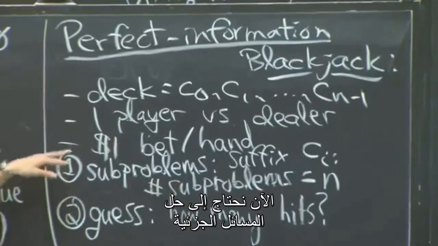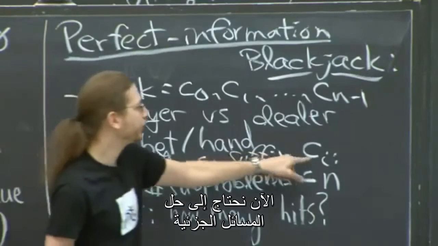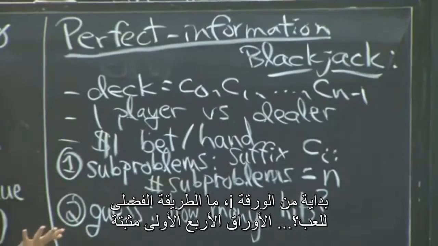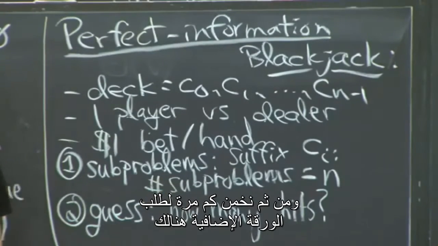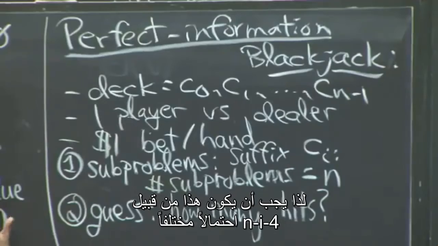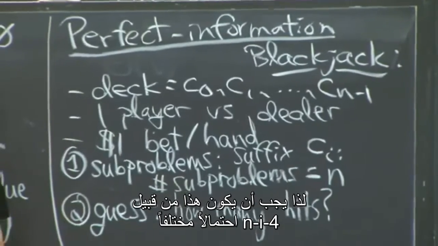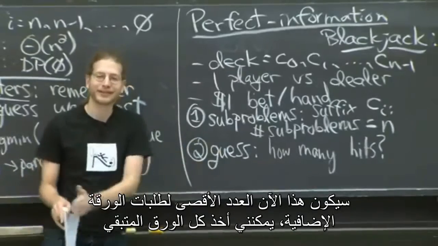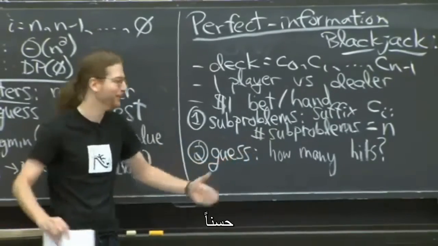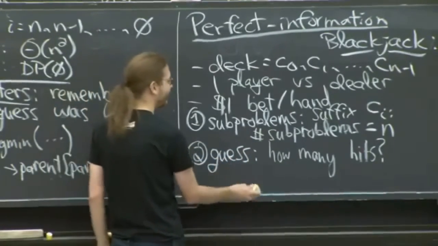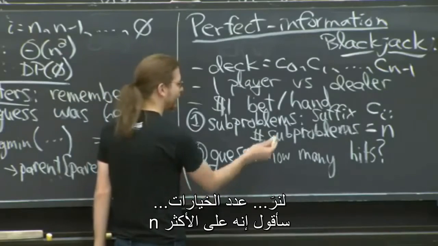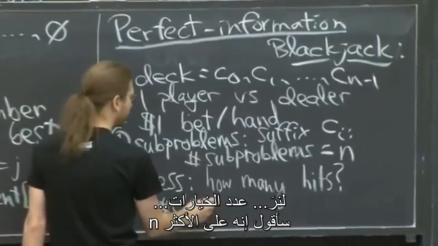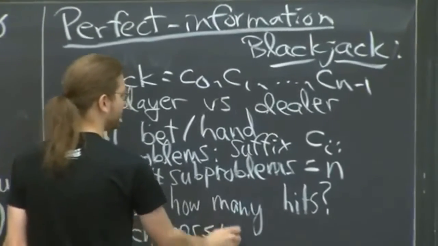So now we need to solve the subproblem. Starting from c_i, what's the best way to play? Well, the first 4 cards are fixed. And then we guess how many hits are left. So there's going to be something like n minus i minus 4 different possibilities, that would be the maximum number of hits I could take of all the remaining cards. That would be the most. And so the number of choices, I'll just say it's at most n. Don't have to be fancy here.